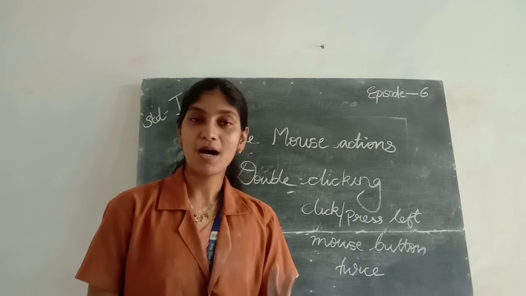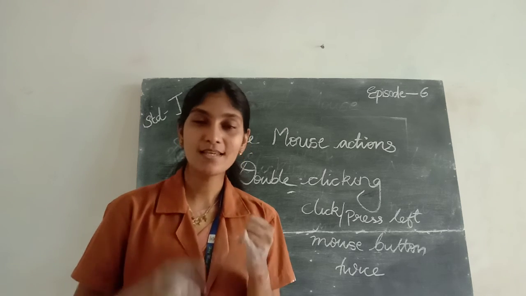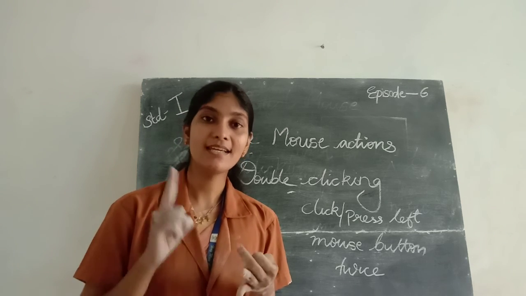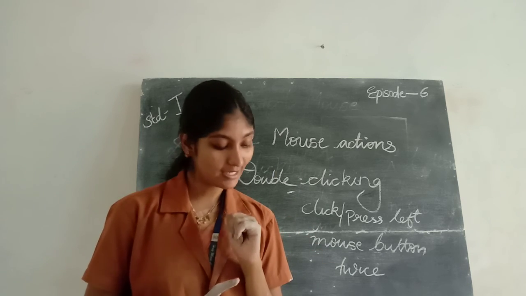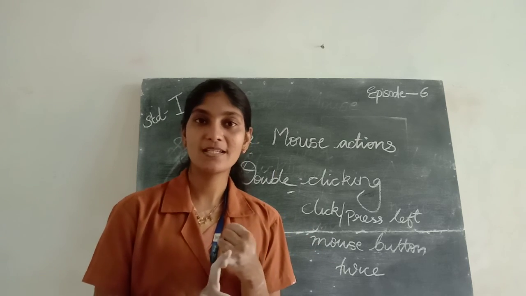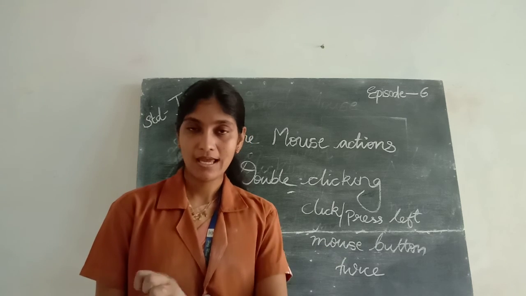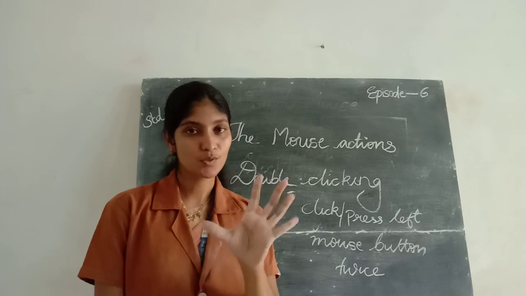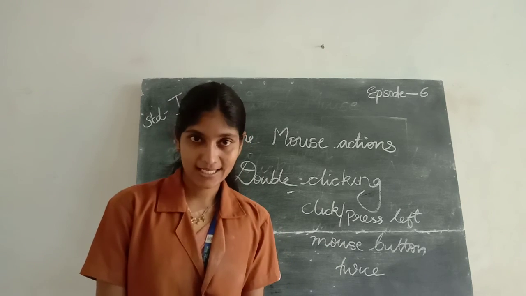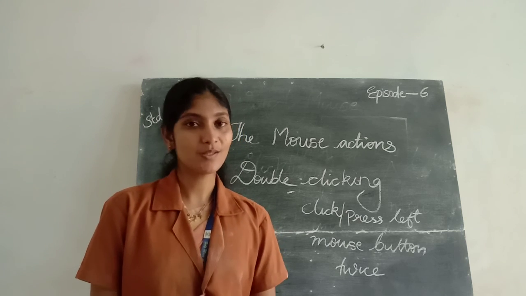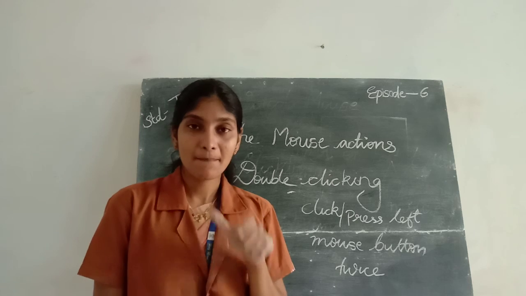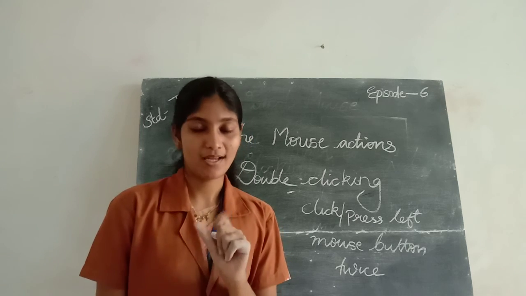The next mouse action, there are 4 actions: pointing, clicking, double clicking and dragging. Here we discussed the first 3. What are they? Pointing. Pointing means move the mouse and bring the mouse pointer to a particular position. Clicking means press the left mouse button and release it quickly. Then double clicking, press the left mouse button twice. Okay.